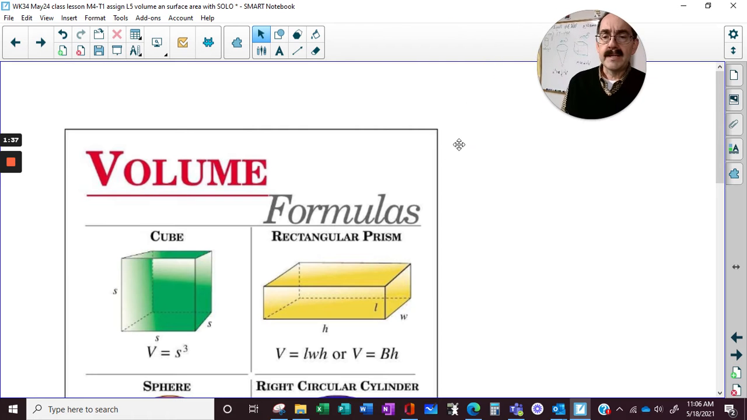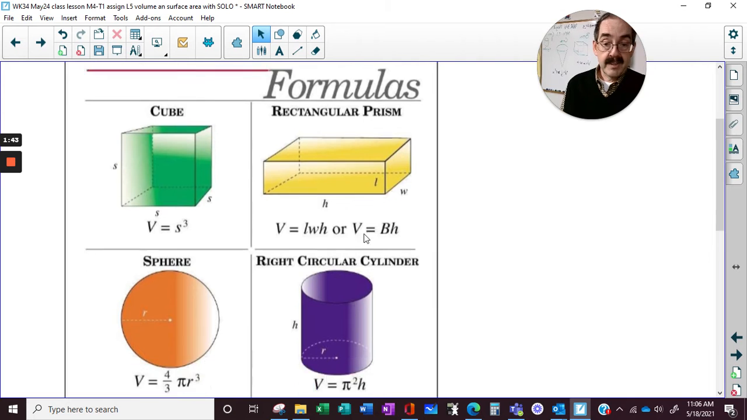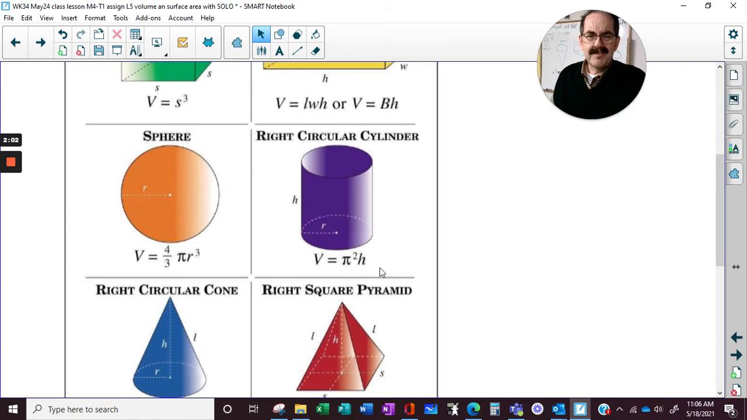First thing is we've got our cheat sheet for the formula for volume. Length times width times height. A sphere, 4/3 pi r cubed. A can, a cylinder, right? A cylinder. Our toilet paper roll. Pi r squared h? What does that mean?